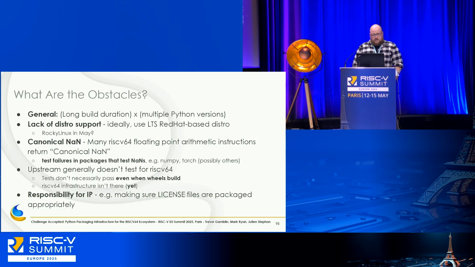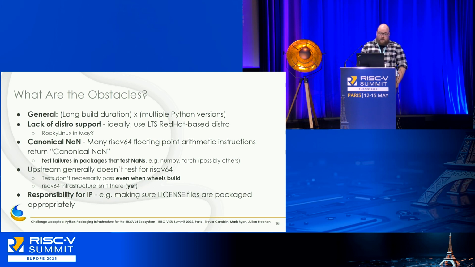Upstream generally doesn't test for RISC-V64, so the tests don't necessarily pass even when the wheels build, and the RISC-V64 infrastructure isn't there yet. There are issues with canonical not-a-numbers, where essentially the NaN value doesn't propagate as expected, so tests in packages that would test for that fail where they would pass elsewhere.